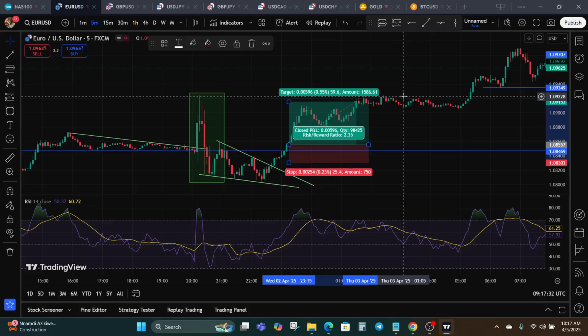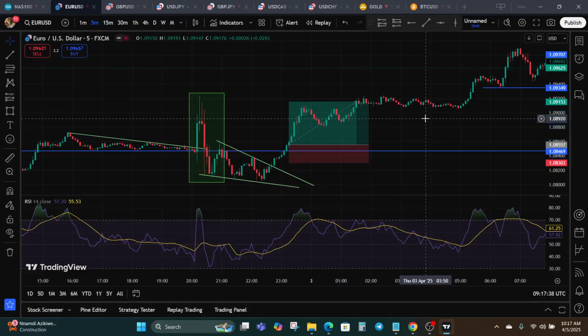This strategy works beautifully in trending markets or at session opens when the market is waking up. Avoid using it in choppy, sideways conditions because breakouts in those areas are mostly traps.